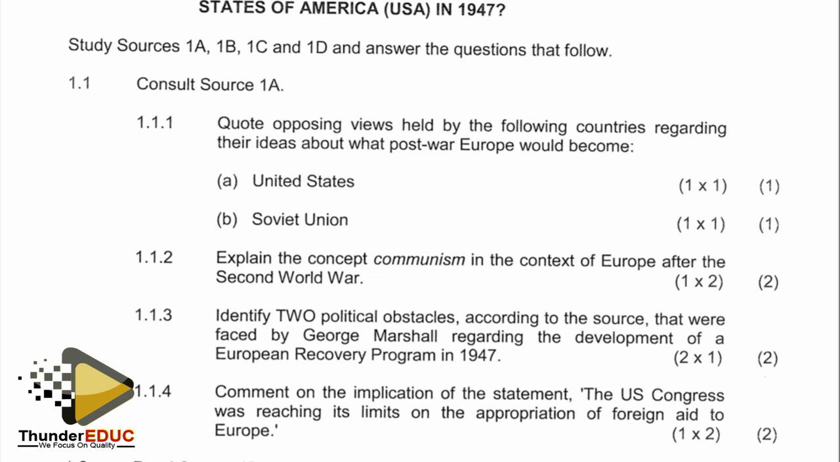Because the mark allocation is 1 by 2, it means it's one response with 2 marks. The first one is one response with 1 mark each. So it implies that there is a difference between this type of question and this type of question, and the response that you are going to give here will be a different response from what you are going to give here.